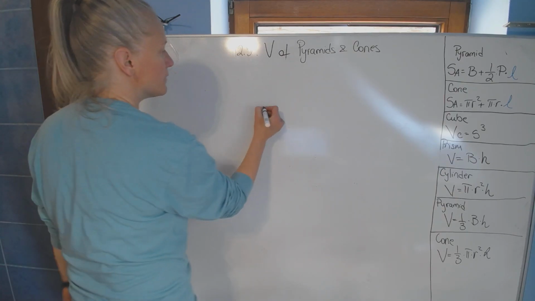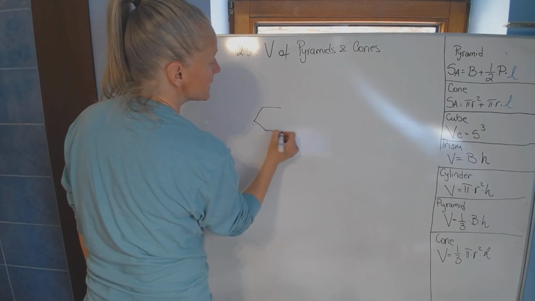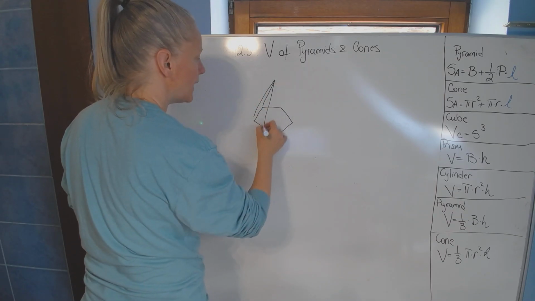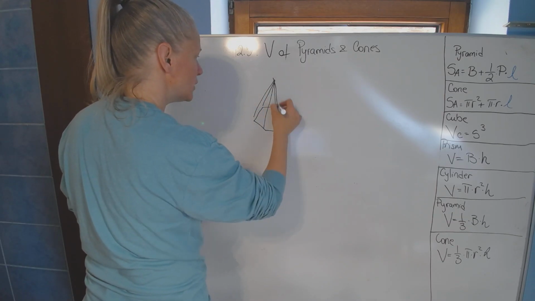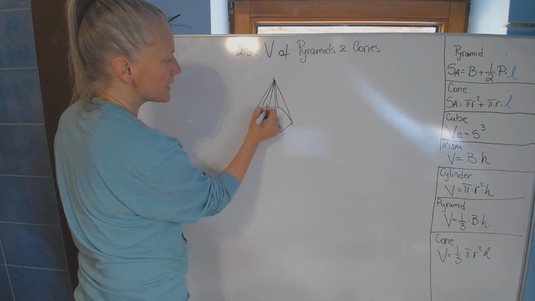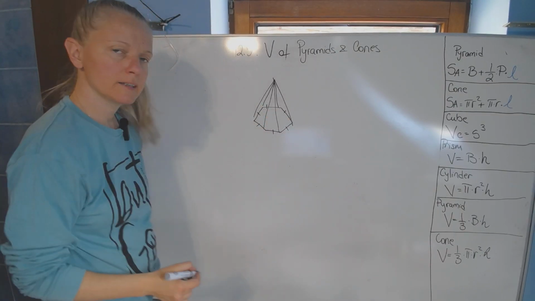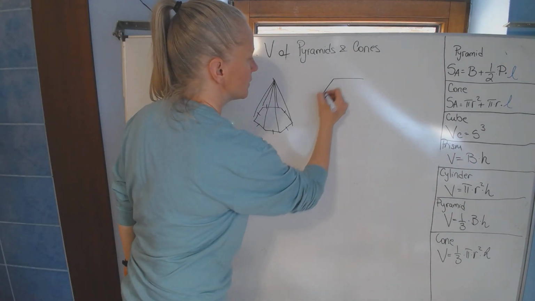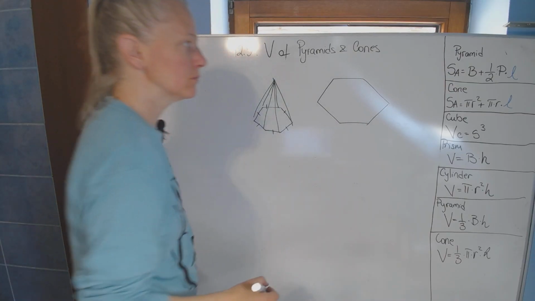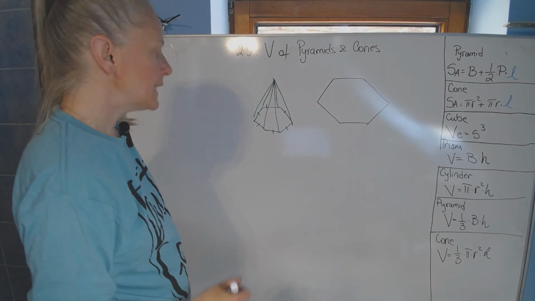That pyramid has a base of a hexagon. And not only is that a hexagon, but it's a regular hexagon. How do I know that? Here's how I know. If you look at it, each side has the same marking. Do you see that? That means that hexagon is a regular hexagon. Okay? Why is that important?